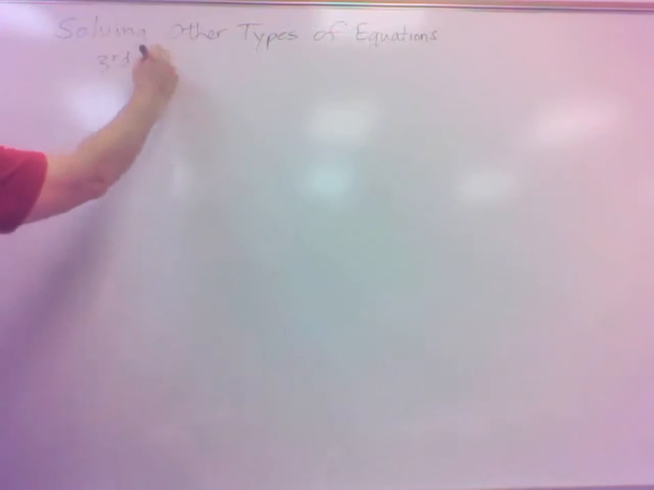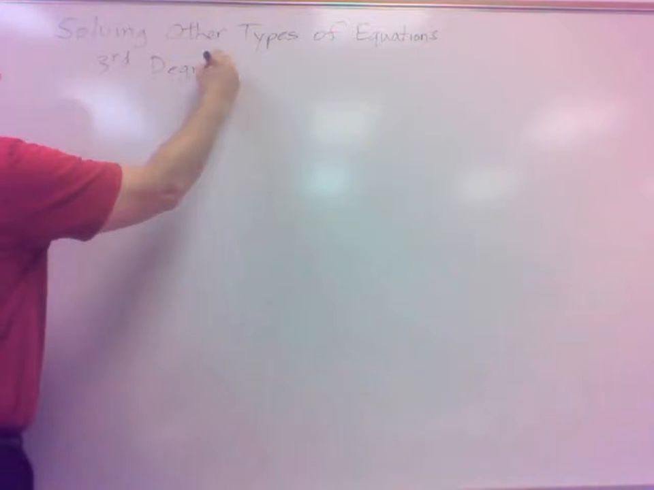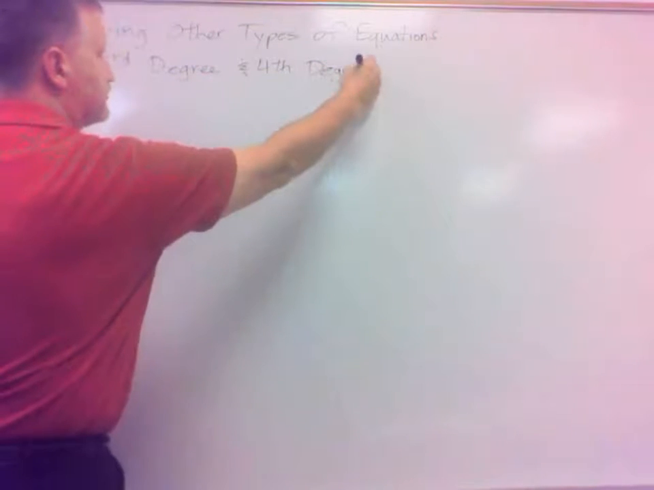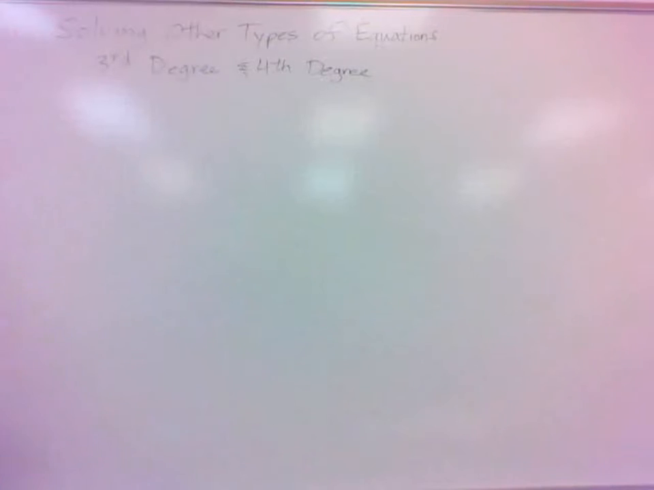The first other type of equation that I would like for us to look at is to progress on to the higher degree. We've done x to the first, the linear. We've done the quadratic, x to the second equation. So let's talk about third degree and fourth degree first of all here, and see what we might encounter on that.